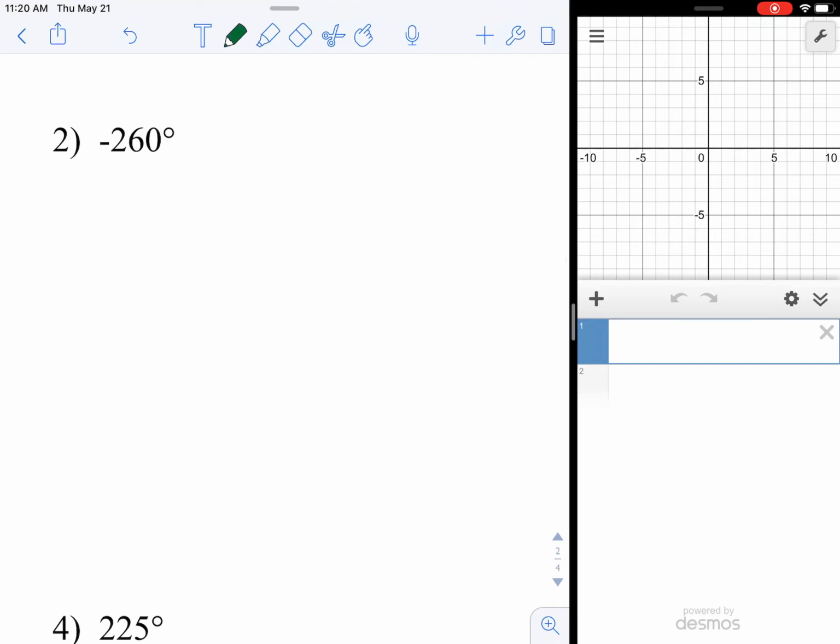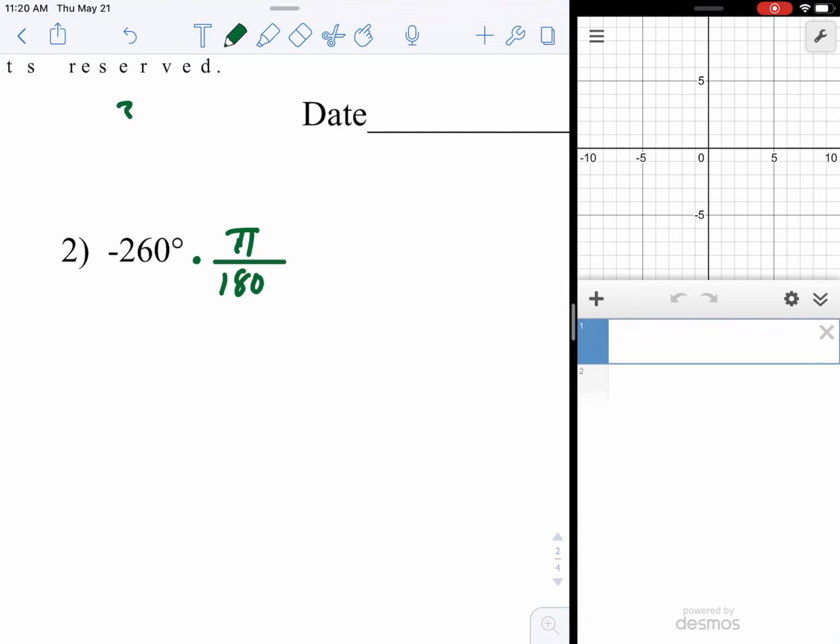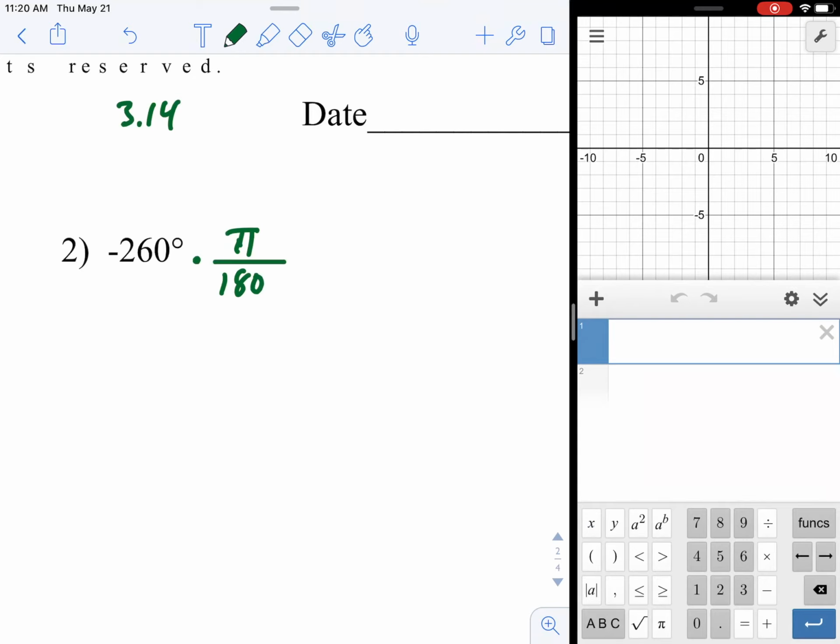So the rule is you multiply by pi over 180. Now, pi, there's 2 ways to look at it. You can treat pi as 3.14 or 3.14159 or some rounded off value. In fact, there's even a pi button on the calculator. So you can do that, and that would give you an approximated rounded off answer.